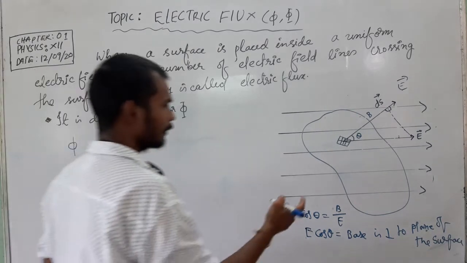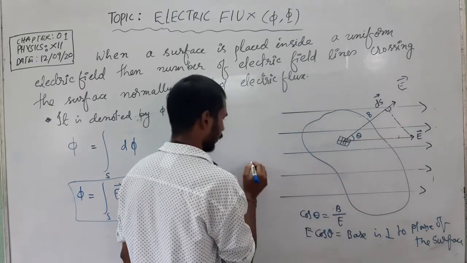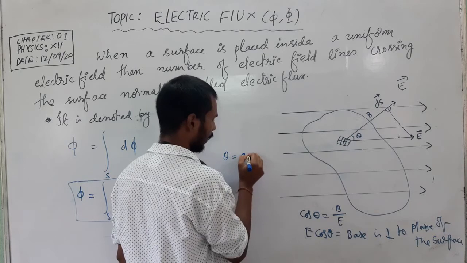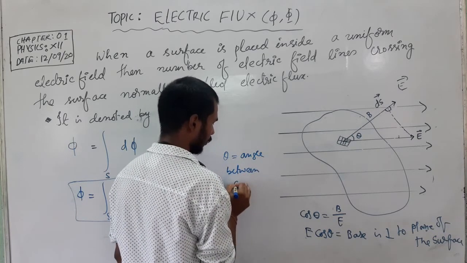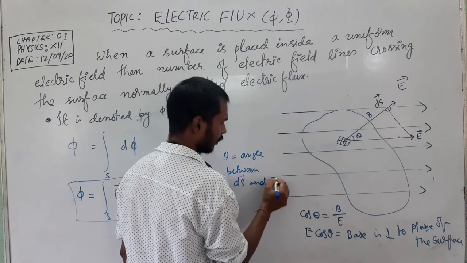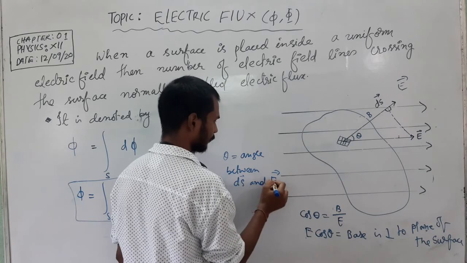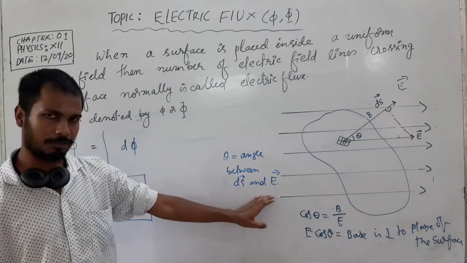Now see, here is one term, theta. Theta is the angle between the ds vector and the E vector. Theta is equal to the angle between the ds vector and the electric field vector.